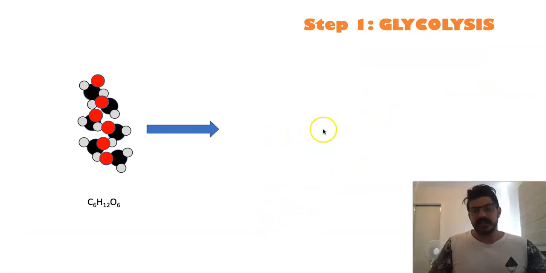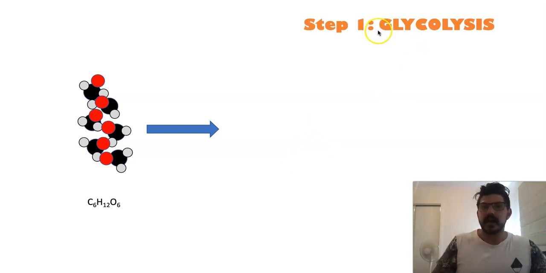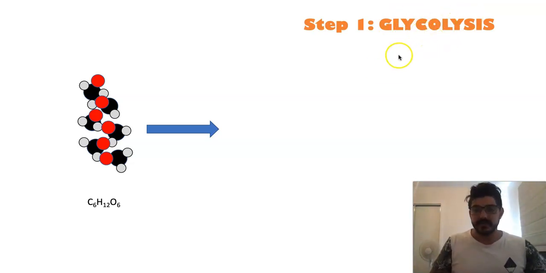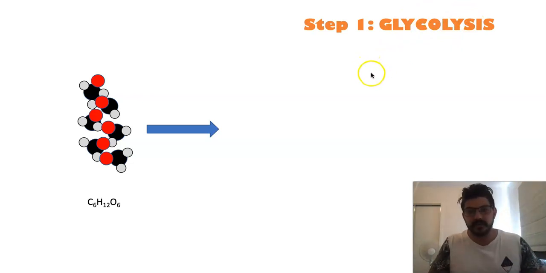So let's talk about the steps of cellular respiration. We're starting off with step 1, glycolysis. Glycolysis means glyco-cutting. Remember that lysis word means to cut something, and so glyco being your carbohydrates, or in this case glucose, we're cutting up our glucose. This first step doesn't happen inside the mitochondria. It happens out in the cytoplasm of the cell.